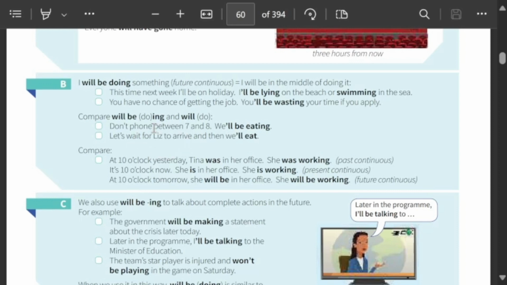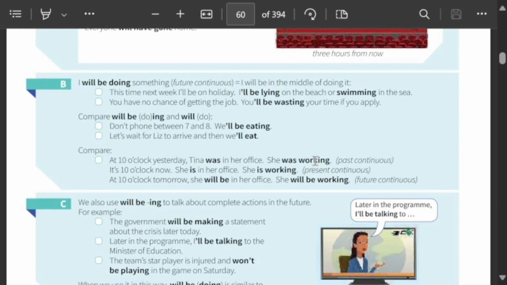Now, another comparison. At 10 o'clock yesterday, Tina was in her office. What is this construction? What is this tense? Past simple. Tina, she was in her office. Okay. Now, she was working. Past continuous. She was working. At 10 o'clock yesterday, she was doing that action. She was working.